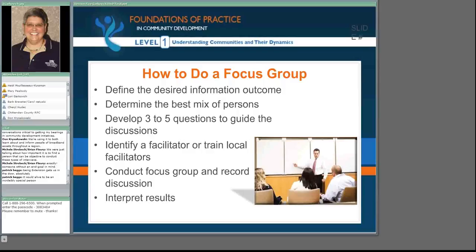Patrick says it would have to be an incredibly special person who everyone already trusts. And that person has to be someone people feel has no one view. Patrick, you're right. If you're talking about training local facilitators to do a broad range of focus groups, let me give you a different way of thinking about it.